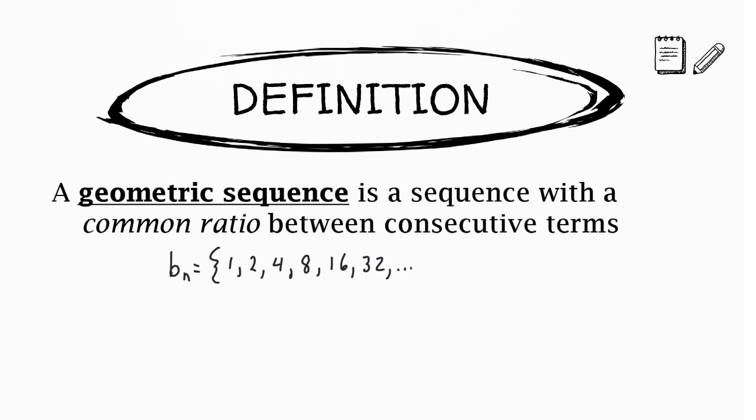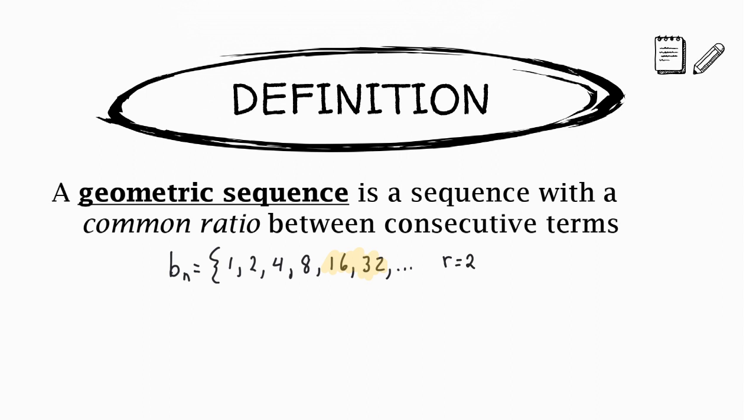And this is a geometric sequence because the ratio between consecutive terms is common. It's constant. It's always 2. If I pick an arbitrary pair of consecutive terms like 16 and 32 and I divide them, 32 divided by 16, I'll get 2. And we would write that r, which is the letter often used to represent the common ratio, is equal to 2.